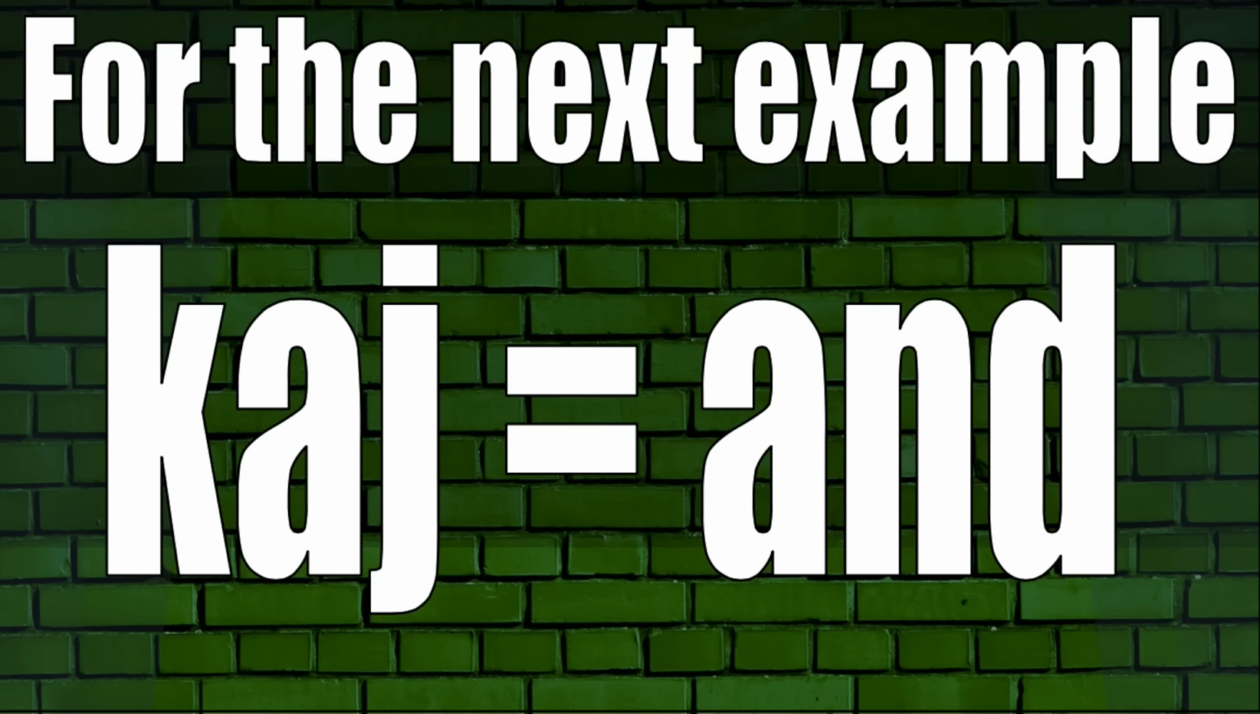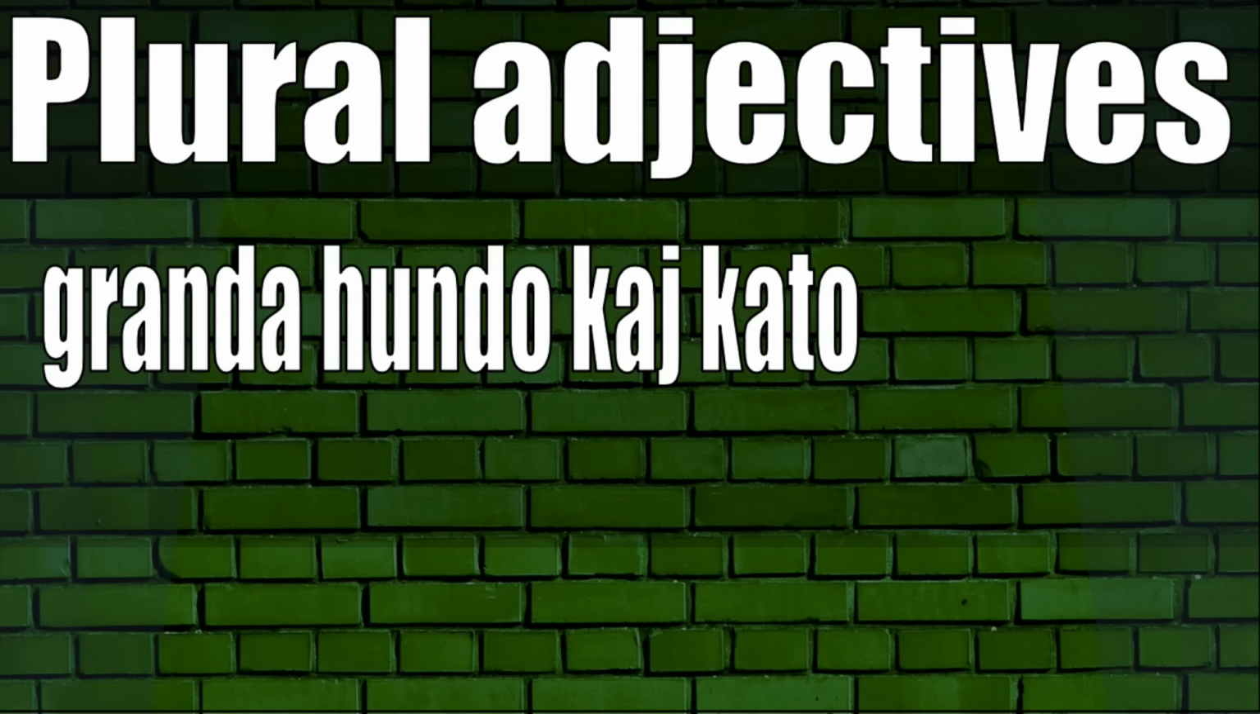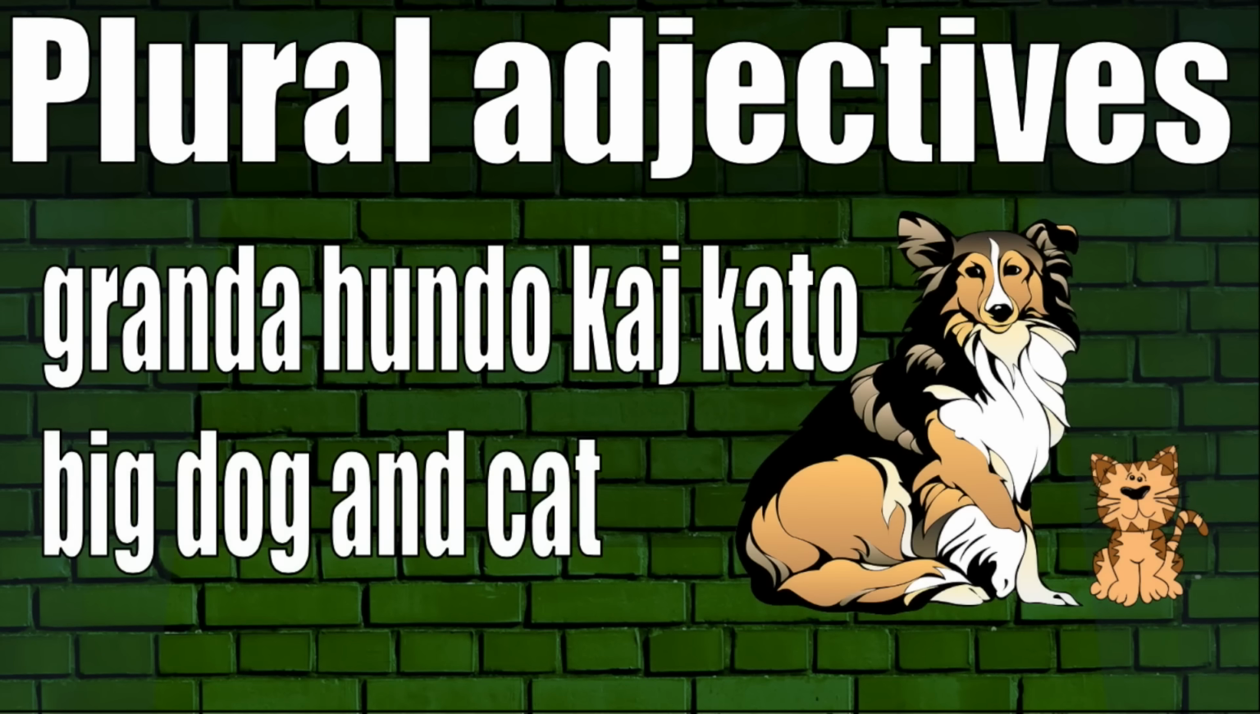For my next example, please take note that kai means and. So what about granda hundo kai kato? Notice that there's no letter j on granda, but there are multiple nouns in the sentence. So what is granda describing? Well, it's describing the dog, so this translates to big dog and cat. It's not saying that the cat is big, it's only saying that the dog is big.